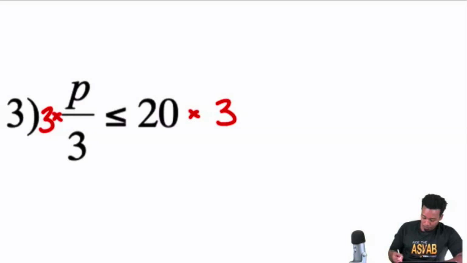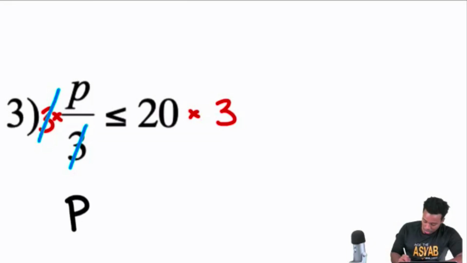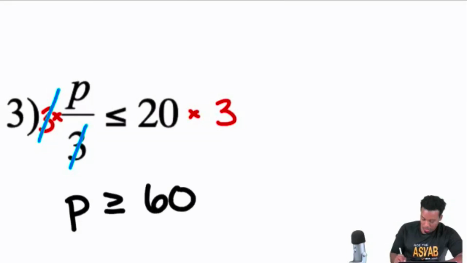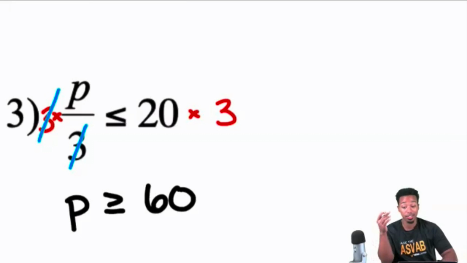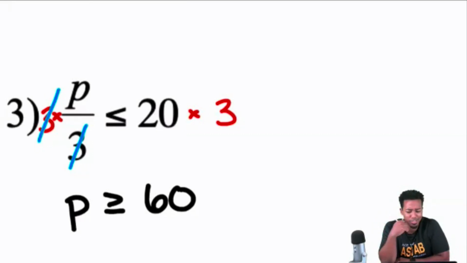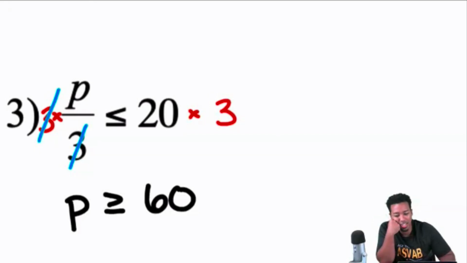And so everybody, this is going to be correct, right? We're going to go ahead and cancel out the 3, obviously. And then we're going to have P greater than or equal to 60. Correct or incorrect, everybody? Yeah, correct? No. False. What y'all talk about, man? Somebody want to raise their hand and tell me what's wrong? What's going on, Maya? What's wrong, Maya?